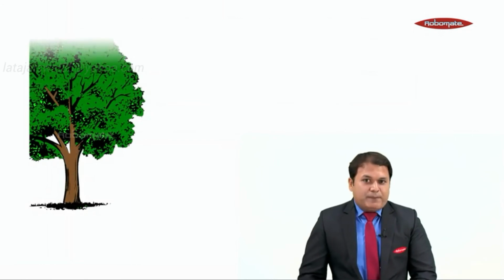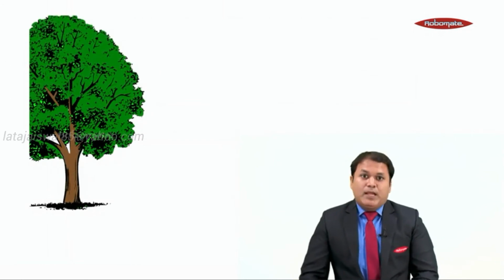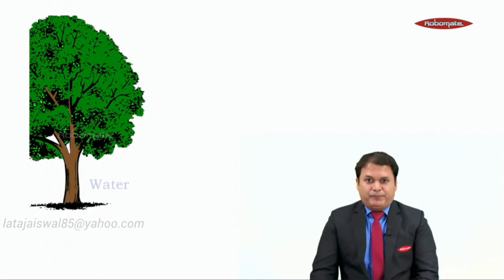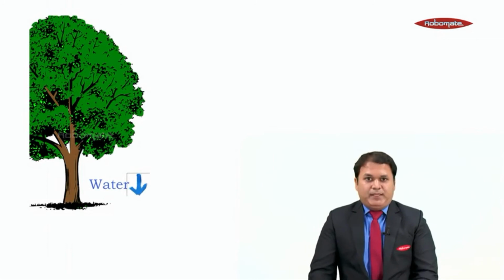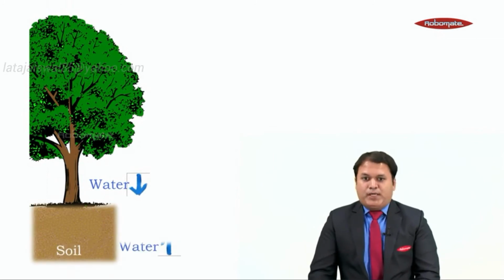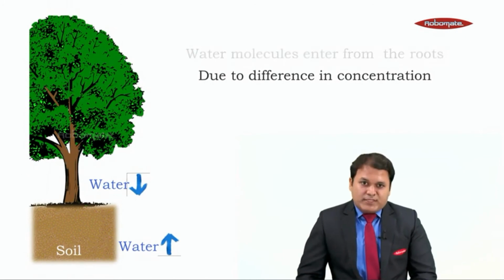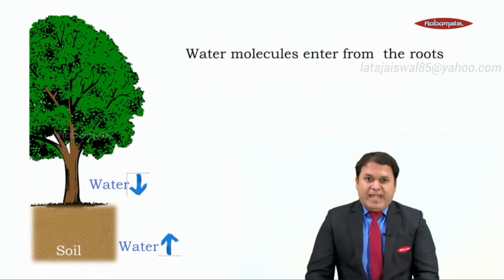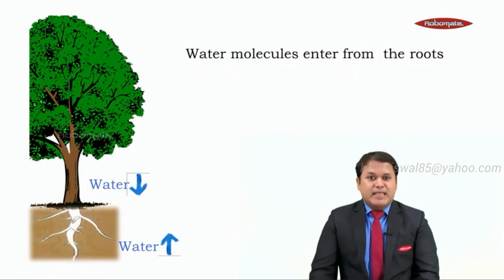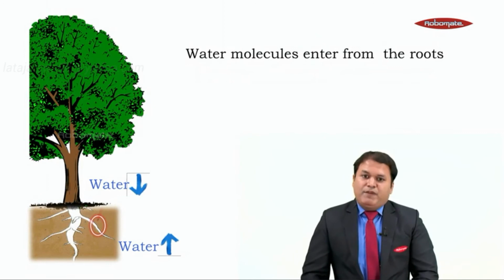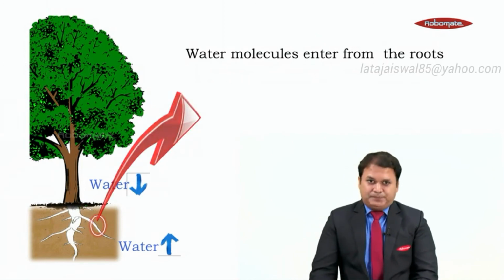Now imagine this is a plant, and now the plant is going to take up water from the soil. Now how does this happen? By root pressure. Now the concentration of water is less inside the plant, whereas the concentration of water is more in the soil. So now, due to difference in concentration, water molecules enter from the roots into the plant. Now how does this happen? Let us understand. We will magnify the root area and we will see this process in detail.